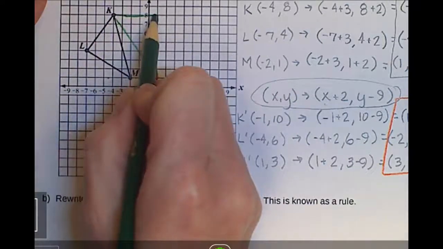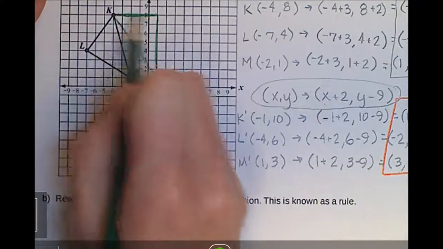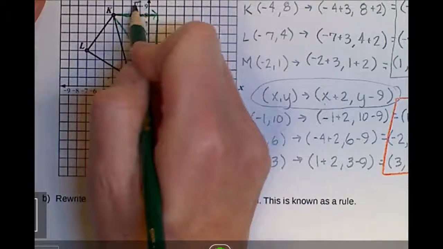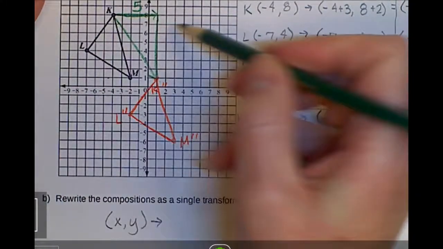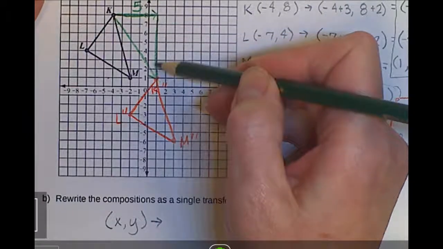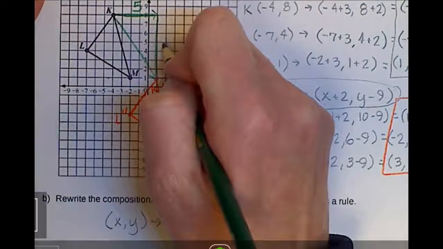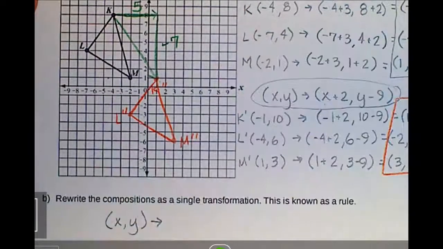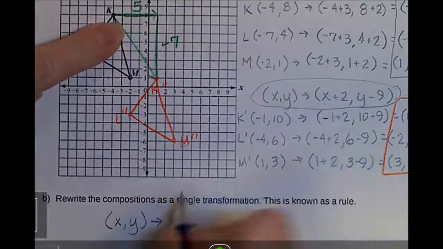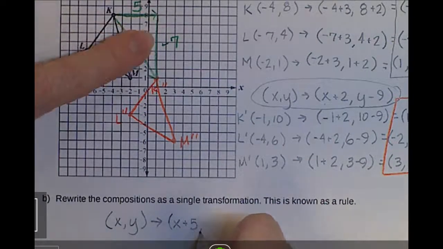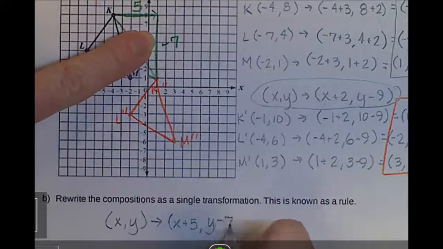If we take a look at the x component, we are moving to the right 1, 2, 3, 4, 5 units. And then our y component is going 1, 2, 3, 4, 5, 6, 7 units down. So we're going down 7. That means for every x value we have, we add 5. And for every y value we have, we subtract 7 because we're moving down 7.